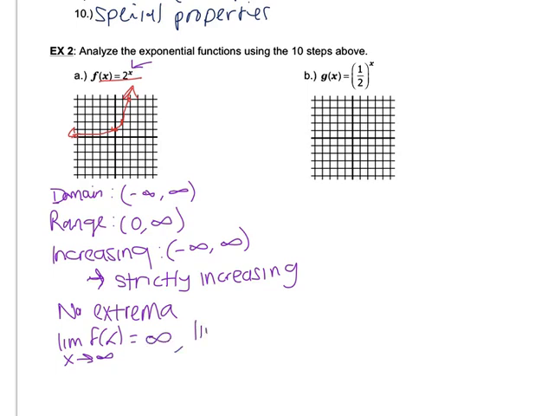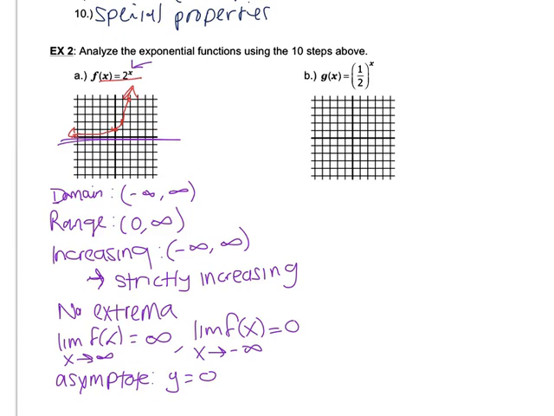If we look at the limit on the left side of the function, as x approaches negative infinity, it's getting closer and closer to 0, and that means we have an asymptote at y equals 0, horizontal asymptote right here at y equals 0.